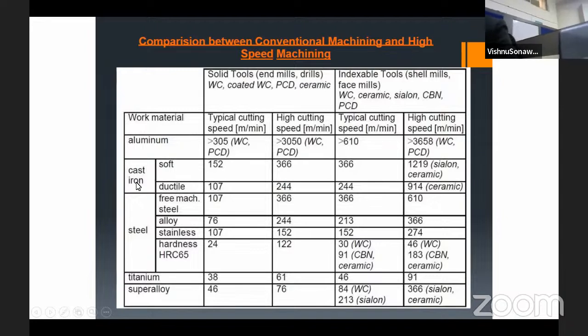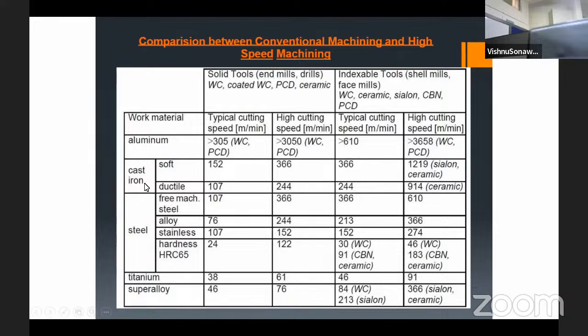Here, when the workpiece material is cast iron, we can see the soft cast iron or the ductile malleable cast iron. These are the different numericals found in research and development technical analysis. Here, the steel we can again classify as alloy steel, stainless steel, and hardened steel of different hardness, and we can machine these parts by using various types of solid cutting tools and indexable cutting tools.